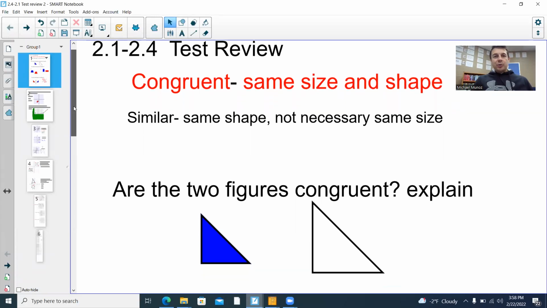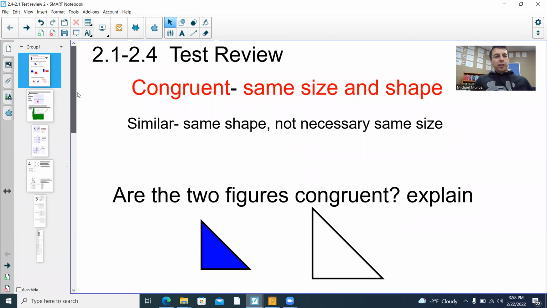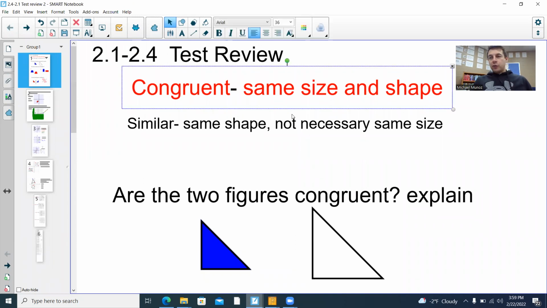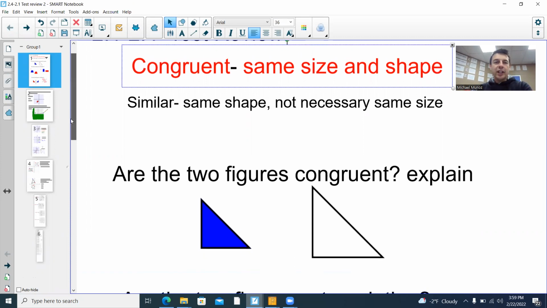Hi guys, this is the chapter 2 test review, and we're going to go through this first part really quick because we've gone over it once. But if you weren't here, this whole chapter is on transformations, which are just moving figures around a coordinate grid, so an x and y axis.